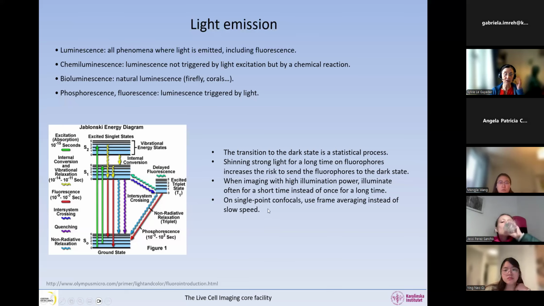So this has consequences on our settings. For example, if you use a single point confocal, you would want to use some frame averaging instead of slowing down the speed. On the point confocal, you have something called the speed, also called the pixel dwell time. This is how long we stay on one pixel before we move to the next pixel. That means we shine very strong light for a very long time on one pixel, and we effectively send our fluorophores to the dark state.